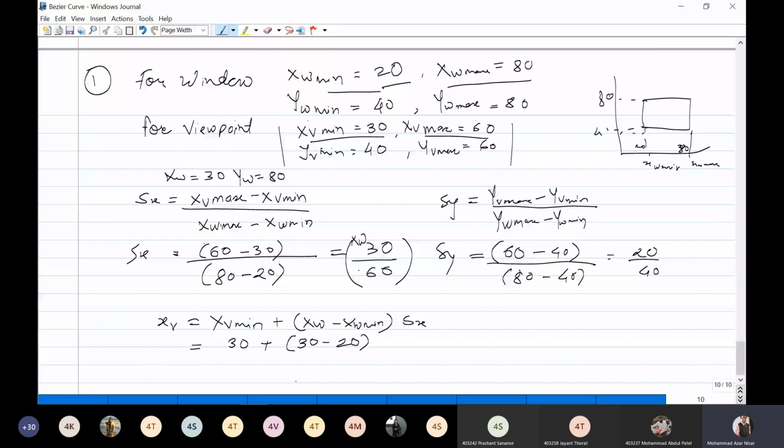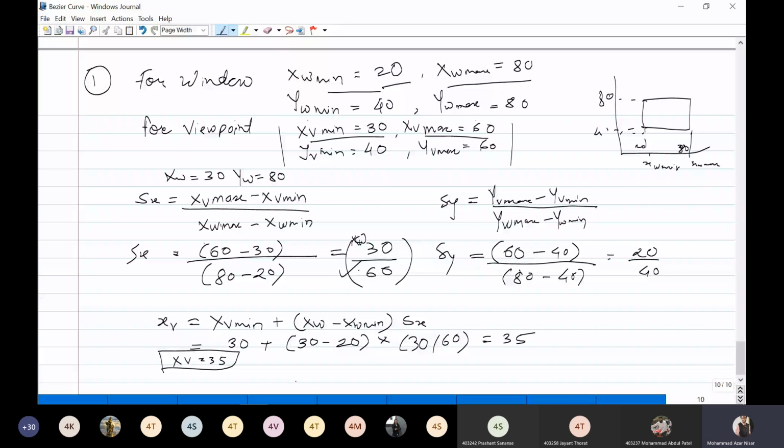Into this Sx value, that is 30 by 60. After solving this, you will get 35. Okay, so xv is 35. xv equal to 35. Now find out the y by using equation number 2.